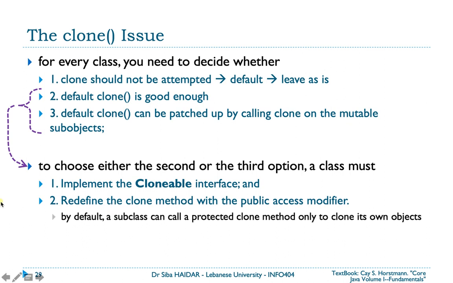Why? Because by default a subclass can call a protected clone method only to clone its own objects. You will tell me how. Protected means you can access this feature from within the package and from the subclasses. So a subclass can call the protected clone method. Yes, it can call it, but only on its own objects and not on the objects of its superclass. You don't believe me? Let's check.